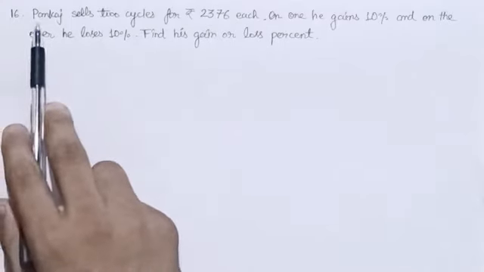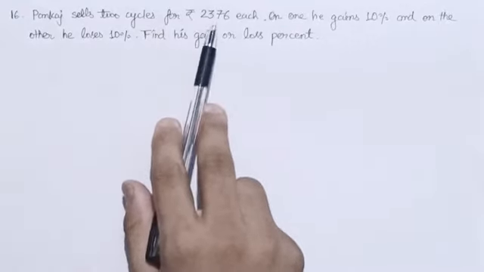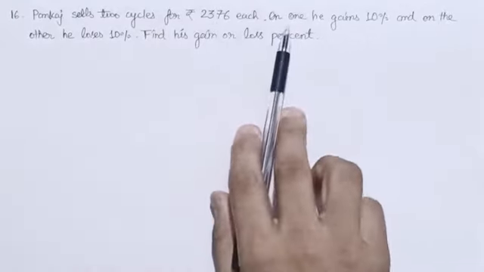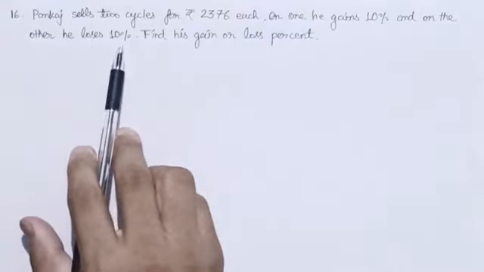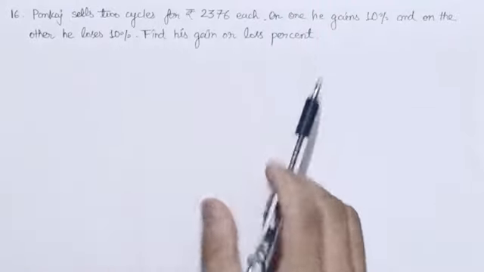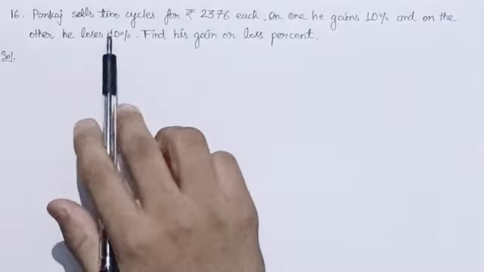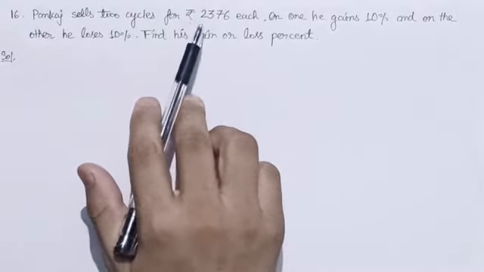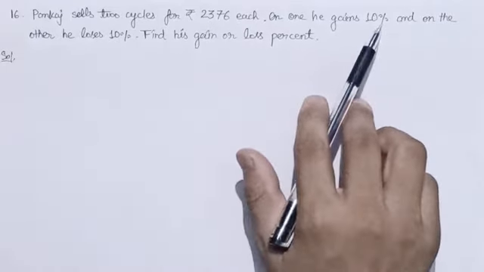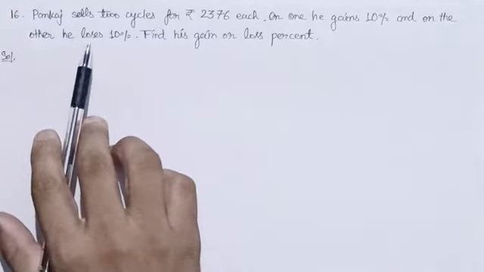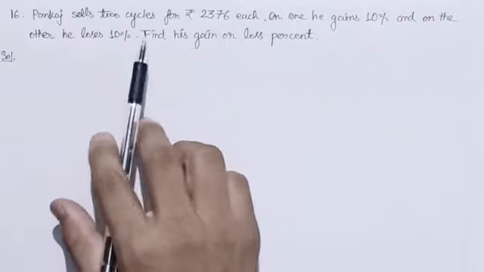Here we are given that Pankaj sells 2 cycles for rupees 2376 each. On one he gains 10% and on the other he loses 10%. Find his gain or loss percent. So let us see the solution. Now students, in this question it is given that Pankaj sells 2 cycles for the same rupees 2376. But on one cycle he gains 10% and on the other cycle he loses 10%. It means the cost price of the 2 cycles must be different.